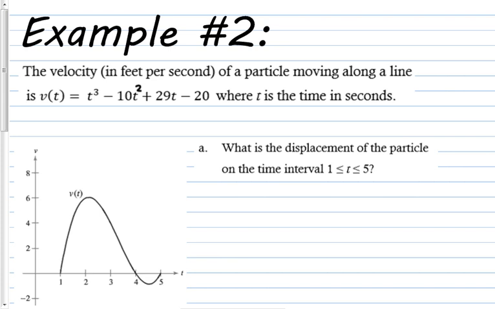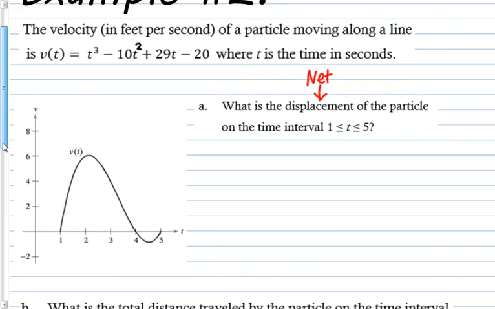Part A: what is the displacement of the particle on the time interval from 1 to 5? So the displacement is basically the difference from where it was to where it ended up. And we've actually already done this. Displacement using integrals is basically the net area between the curve and the x-axis. Remember, the negative area gets subtracted from the positive area. So displacement is just a regular integral.